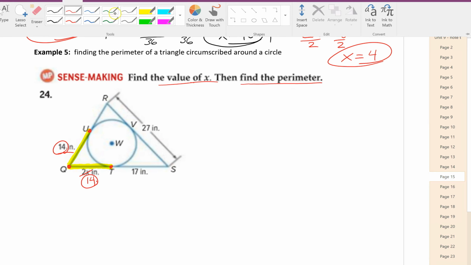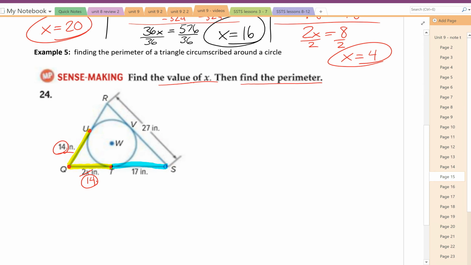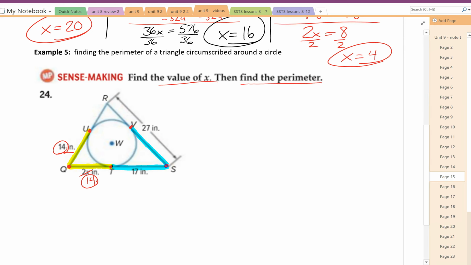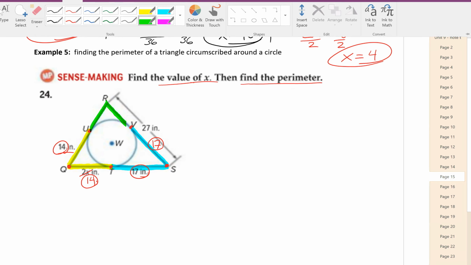Then what I can see is over here, I have from T to S, it's not very straight, T to S is 17 inches. That means that S to V also has to be 17 inches. So this part right here also has to be 17 inches. To figure out these two up here, RU and RV, before I even know what they are, I know they're going to be congruent, but I have to figure out what at least one of them is before I can go any further. Here's how I think about it.